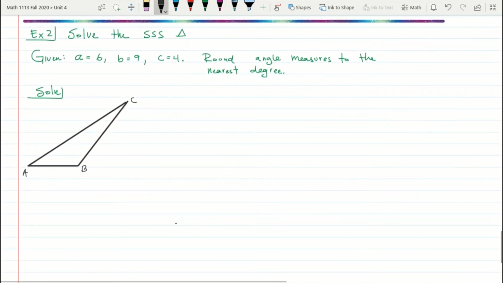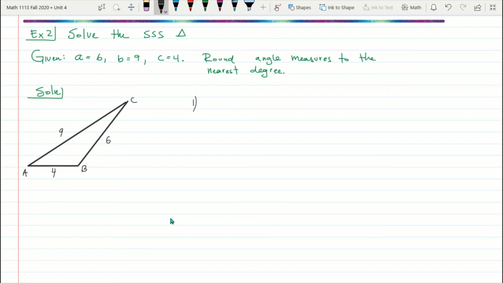So, given this information, a is 6, b is 9, and c is 4, let's try to find the remaining angles or the remaining information of this triangle. Round the angle measures to the nearest degree. So a is 6, b is 9, and c is 4.